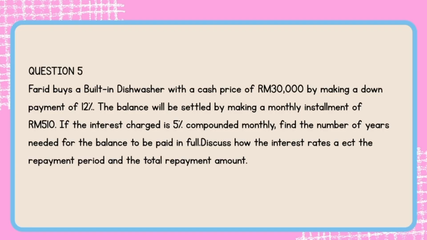Here's question 5. You guys can read by yourself. So here we get P equals 30,000, k equals 0.05, m equals 12, n equals 12t. So the down payment is 12%. So we get 3,600 by times the 30,000 times 0.12. i equals 0.05. So the amount is 26,400 after minus the down payment.